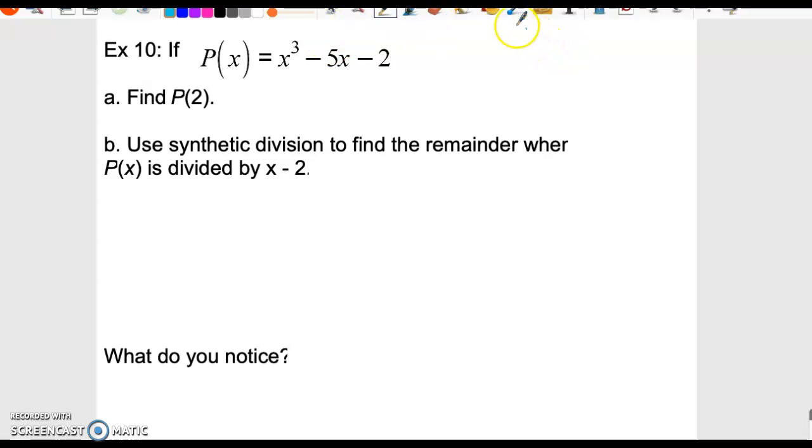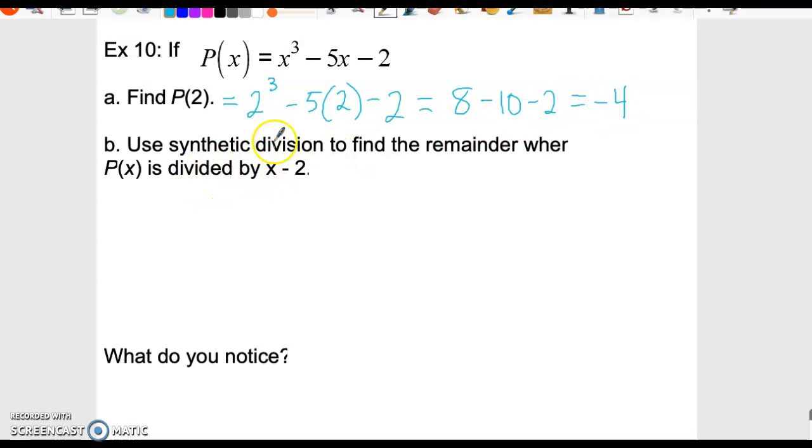One more thing to mention is the remainder theorem. And the whole premise is that you can use synthetic division to actually evaluate functions. So p of 2, if I asked you to plug that into this problem, it would be 2 cubed minus 5 times 2 minus 2. 2 cubed, 2 times 2 times 2, is 8. So you're looking at 8 minus 10 minus 2, which would give us -4.